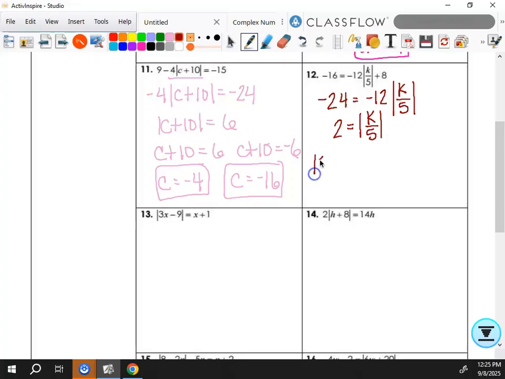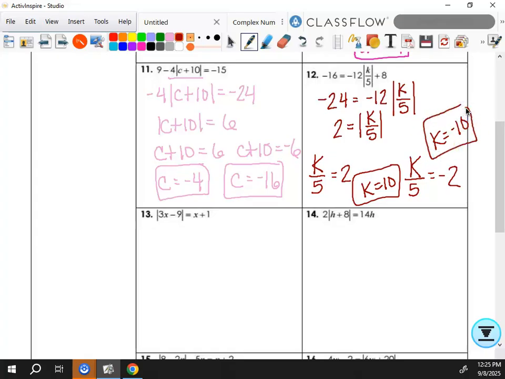So now the absolute value of k over 5 equals 2, so k over 5 equals 2 and k over 5 equals negative 2. You can flip it around, but you don't have to. Then you're going to get k equals 10, and k equals negative 10. Any questions at all?